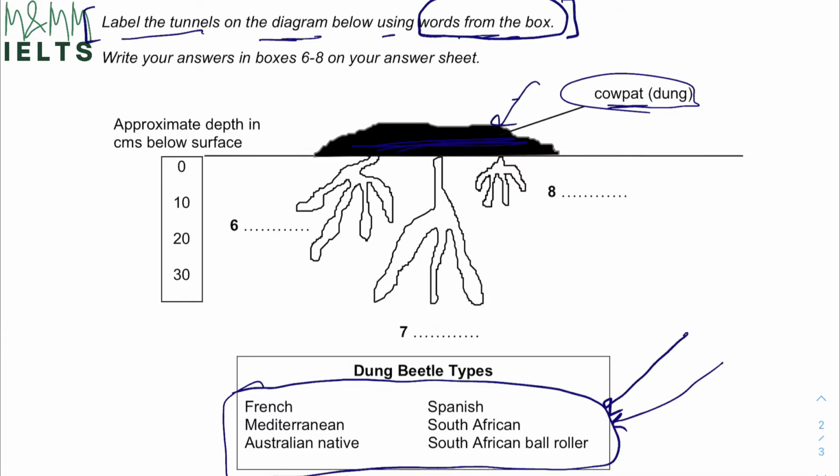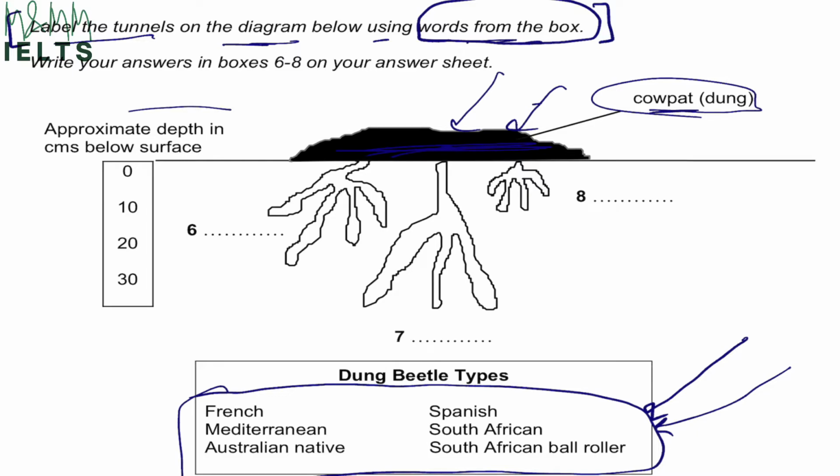So they have given us this cow dung, and underneath, I think that these are some sort of roots. Now, obviously, I'm not quite sure what this thing is, but by looking at the structure, I can feel that these are some roots under the ground, and then they have put some cow pat, cow dung, on top of those roots. On the left hand side, it says approximate depth in centimeters below surface. So 0, 10, 20, 30 centimeters. So they have given us some sort of length.